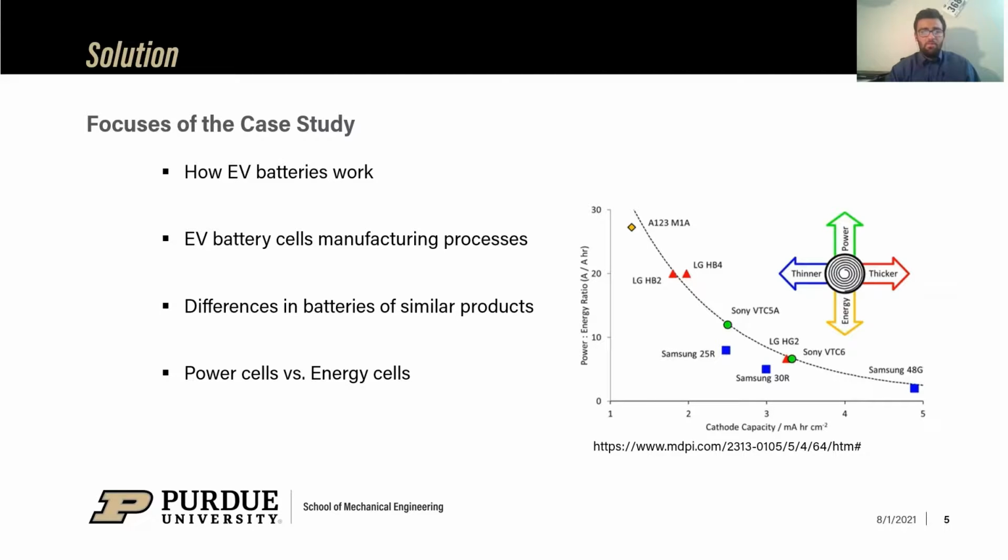Looking at that, I then went into the manufacturing process of the battery cells and looked into how the manufacturing process changes when producing a power cell versus an energy cell. For example, with the graph that you can see there, when you make the cathodes of the battery thicker, it'll make the battery more energy dense. When you make the cathode thinner, it'll increase the power density of the battery. That's just one example of what I've been looking at.